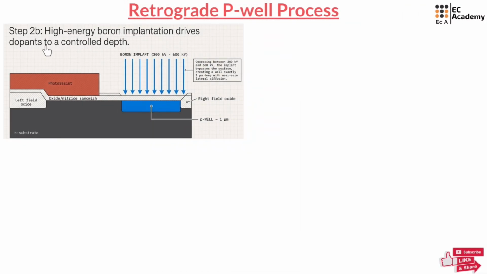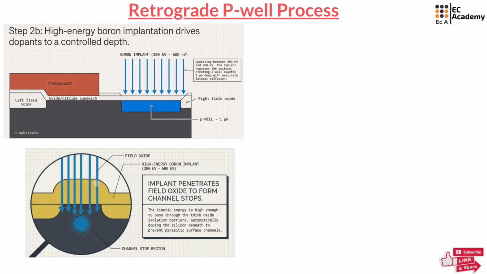In the same step, we will perform a very important action, which is boron implant. We perform boron implant using very high energy between 300 kilovolt to 600 kilovolt. The boron shoots straight into the open area to form the P-well, which is about 1 micrometer deep. If you see this diagram carefully, this high energy implant will penetrate right through the thick field oxide to form something called channel stops. This is very important for stopping unwanted electrical currents.